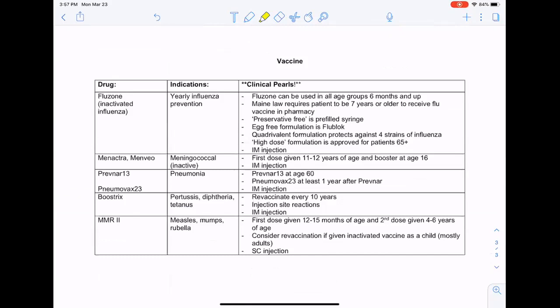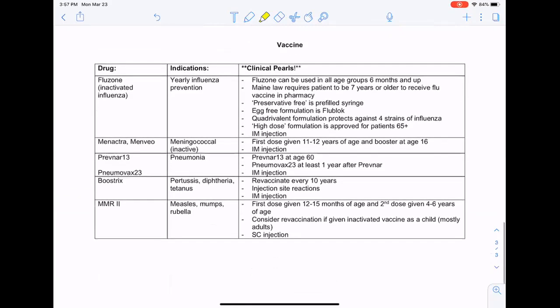All right, so these are our vaccines. These ones I get super excited about because I love getting vaccines in the pharmacy. I really think it's awesome to be able to do that as a pharmacist, so I get really excited about shots. Okay, first one is Fluzone, which is an inactivated influenza. It is given yearly as influenza prevention. You can give this in all age groups, 6 months and up.